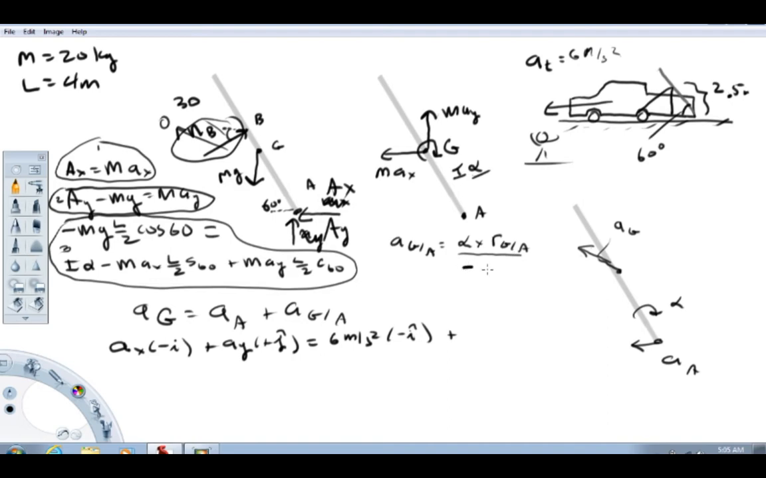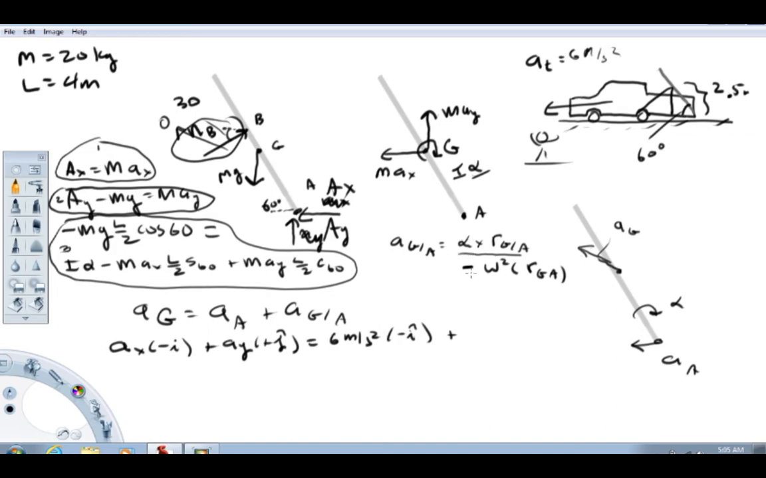And then minus omega squared times the position vector A with respect to G, or position vector, let's see, GA. Right? Now, this term is for the tangential dynamics, the acceleration caused by the angular acceleration, and this we believe is there because we believe there's going to be an angular acceleration there.